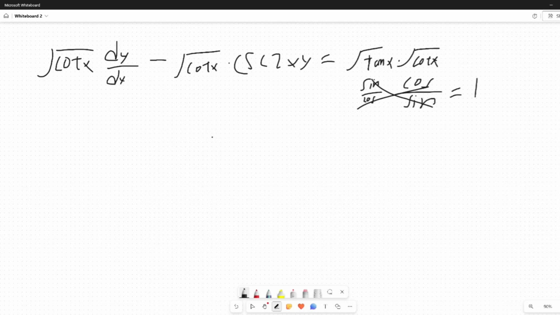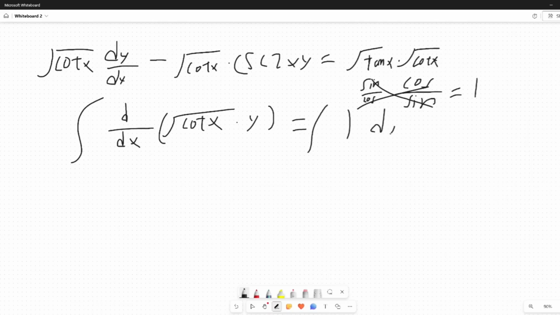So essentially what we have here is the derivative, we have the integrating factor, that's obviously one of the terms multiplying here, and we also have y. That's the left side, and the right side is just 1. When we take the integral of this, we get a very interesting function: cotangent of x times y equals x.